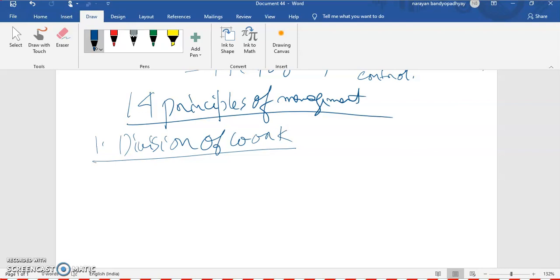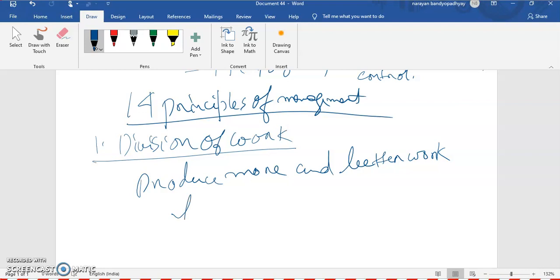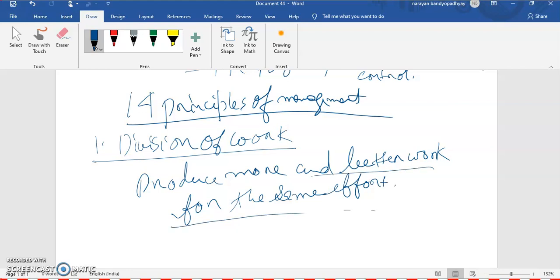So now what Henri Fayol has done, he has made 14 principles. One principle is division of work. Here the intention of division of work is to produce more and better work for the same effort. For the same effort, more and better work. How can it be done? Specialization is the most efficient way to use human effort. He has given emphasis on specialization.